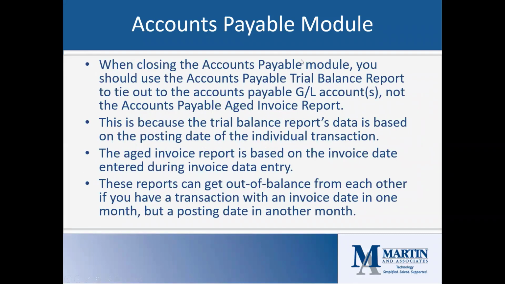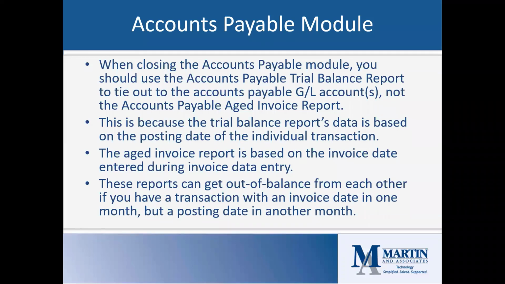When you're closing your accounts payable module, make sure that you use the accounts payable trial balance report to tie out to the accounts payable general ledger account or accounts, not the aged payables report. That's important because I'll get that call from clients a lot of times too. I'm trying to balance my aged invoice report to my GL AP account, but it doesn't balance. Well, it could be because there's an issue, or it could be just a posting problem.